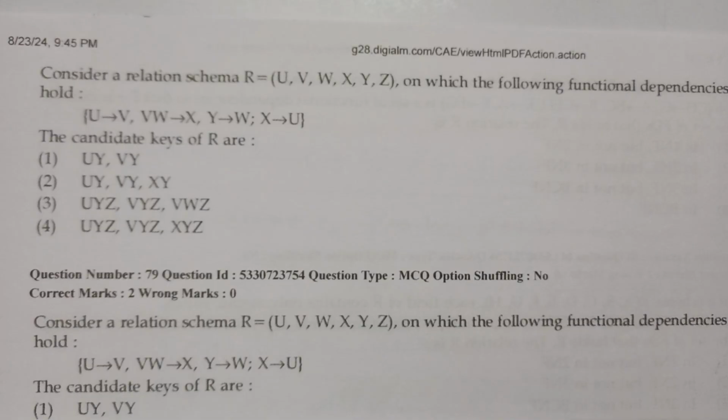Next, question number 79. Consider a relation schema R equal to U, V, W, X, Y, and Z on which the following functional dependencies hold: U tends to V, W tends to X, Y tends to W, and X tends to U. From these, you have to find out the candidate keys for R. So let us see how to solve this problem.